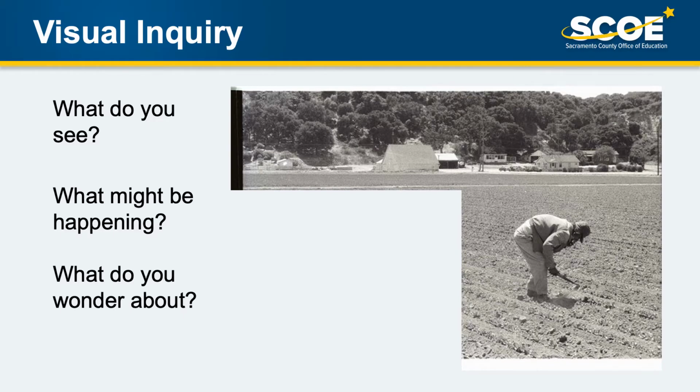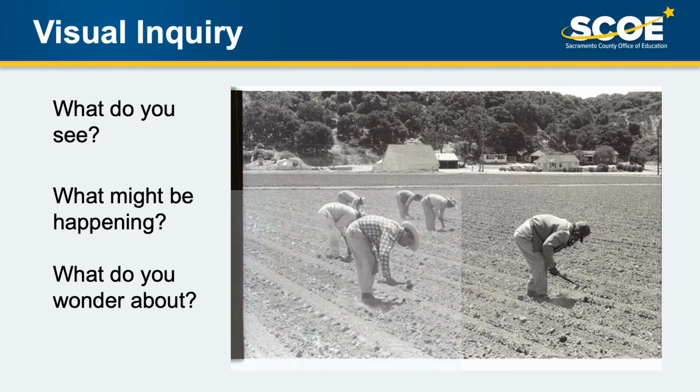For me, I can see more of the foreground, and I see a man, and it looks like he may be working in the field. I wonder, is this his farm? And finally, we can see the whole picture. What do you see? What might be happening? And what do you wonder about? When I look at a picture like this, it gives me a better understanding of the time I'm studying, and it even helps me put myself back in that time.